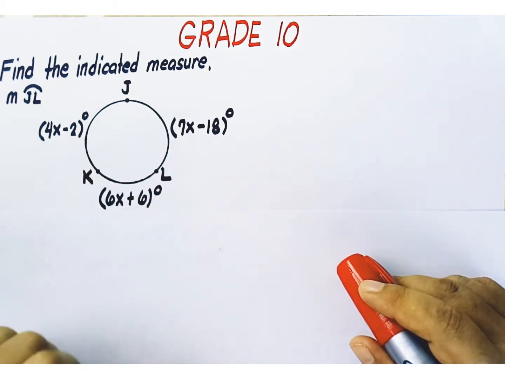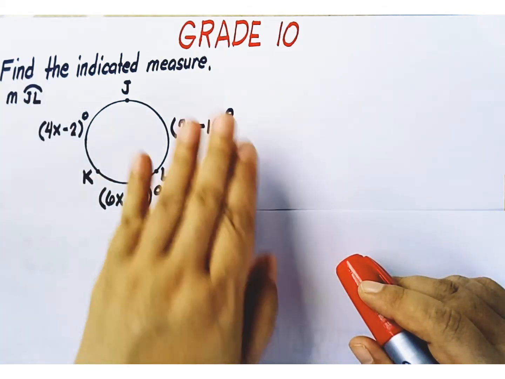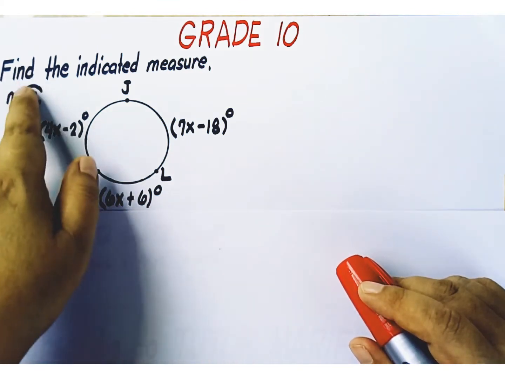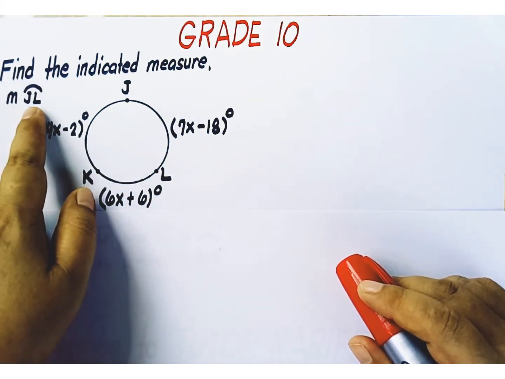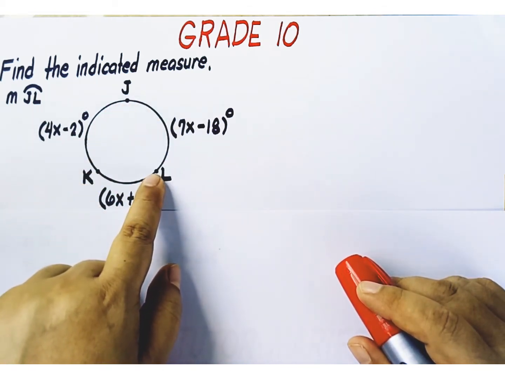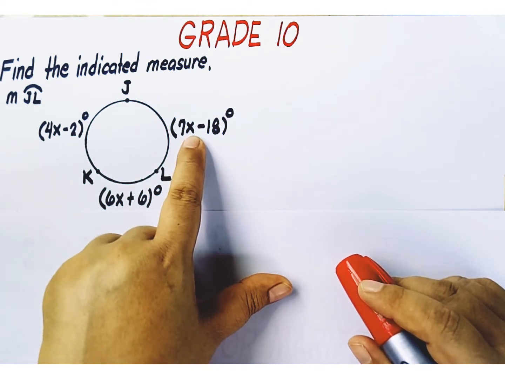In this video, I will teach you how to find the measure of ArcJL using this given figure. This notation means measure of ArcJL. This is ArcJL. It is represented as 7x minus 18.